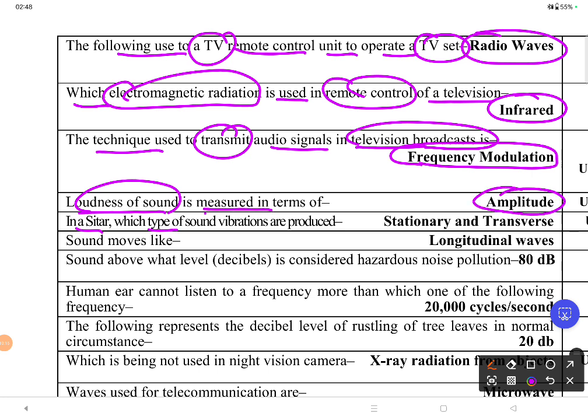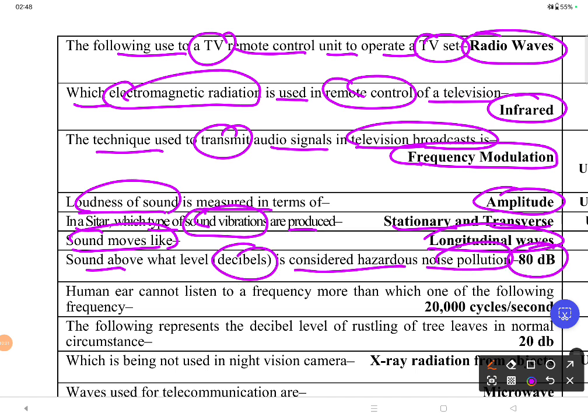In a sitar, which type of sound vibrations are produced? Stationary and transverse. Sound moves like longitudinal waves. Sound above what level of decibels is considered hazardous noise pollution? 80 dB. Human ear cannot listen to a frequency more than which one of the following frequencies? 20,000 cycles per second.